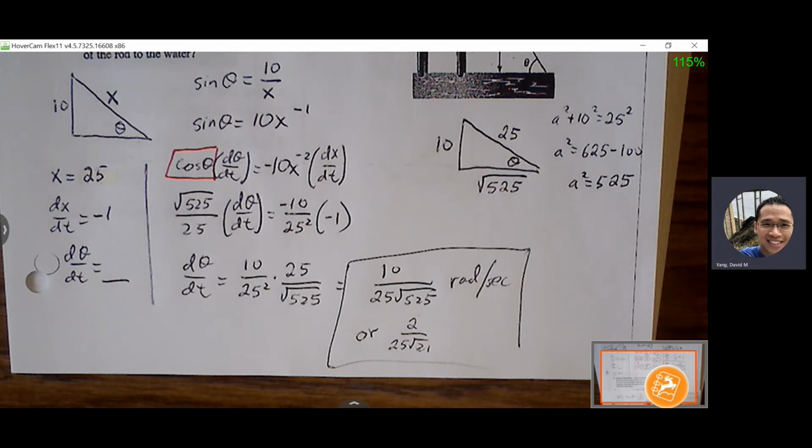5.5 is supposed to be 25 squared. 25 squared is 625. So 625 minus 100, I got that 525.